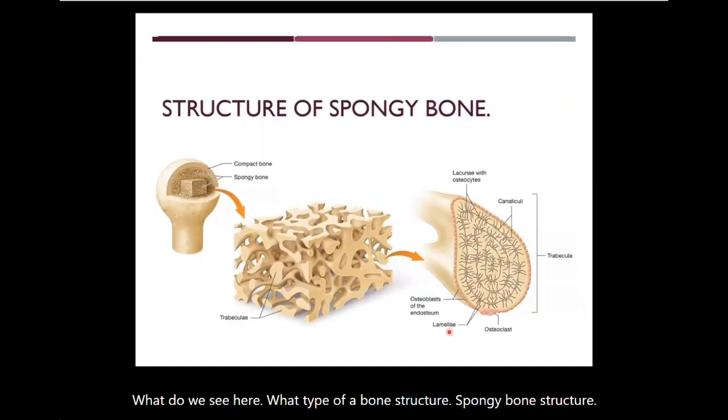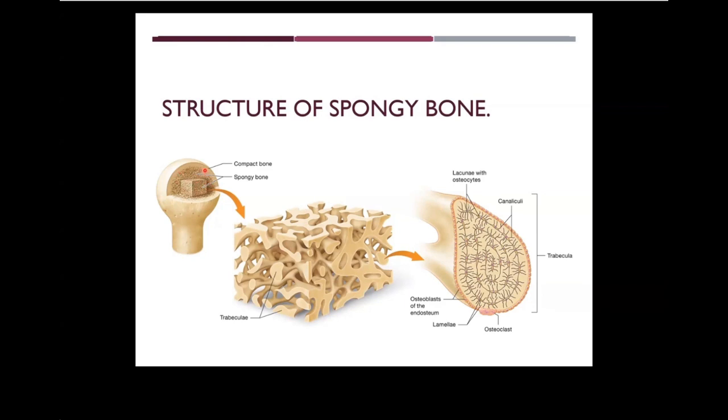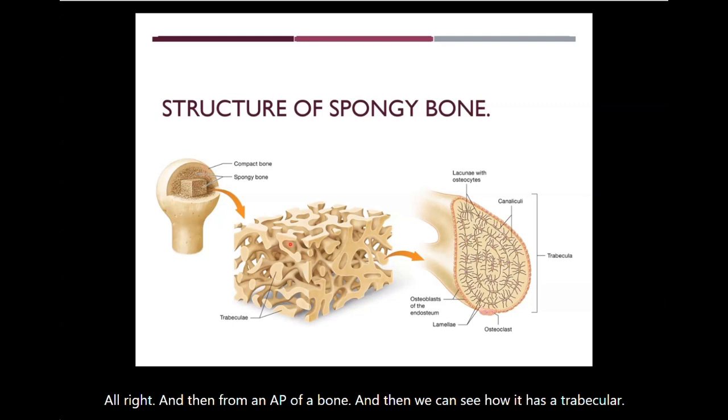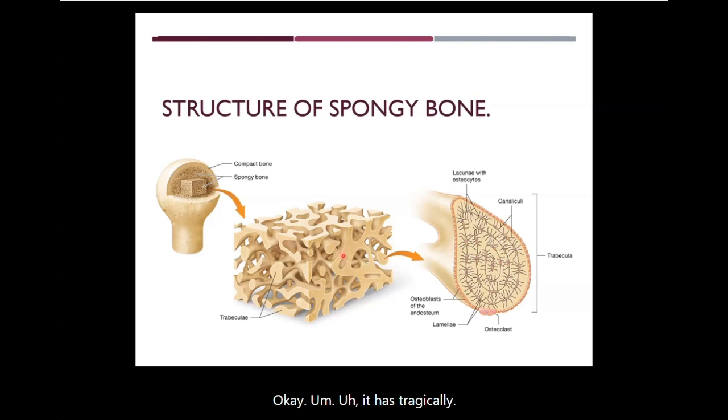Next, what do we see here? What type of bone structure? Spongy bone structure, and this is the one that I said looks like a cartoon cheese, right? And then we have this portion, we've magnified it from the epiphysis of a bone, all right? And then from an epiphysis of a bone, we can see how it has trabeculi, okay? It has trabeculi.